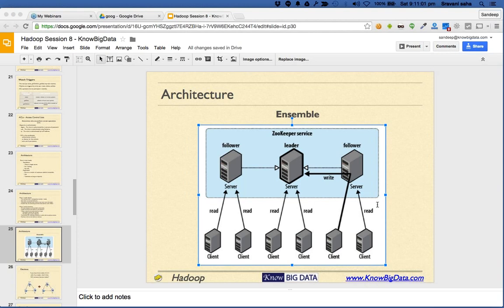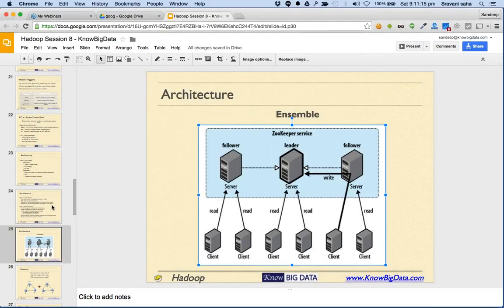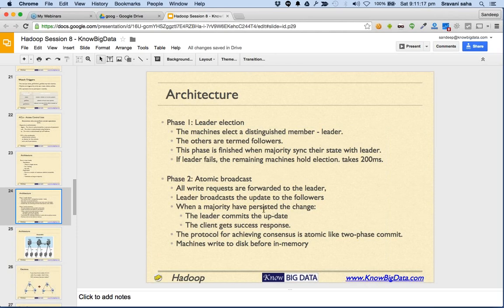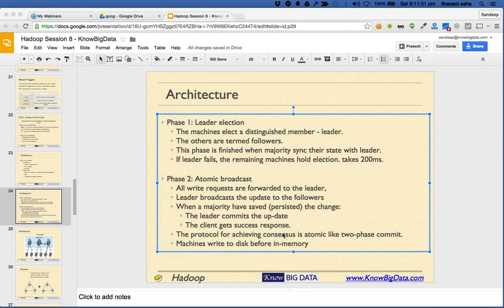So what does persistent mean? It means saved, when you save to the disk. Let me change the keyword here itself. When the majority has saved the change. Saved or persisted, saved into the disk basically.